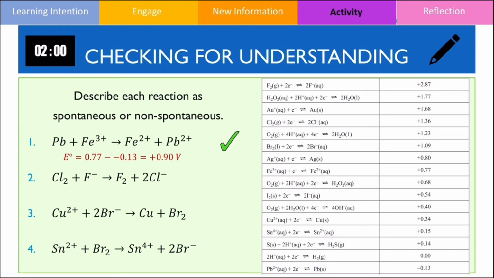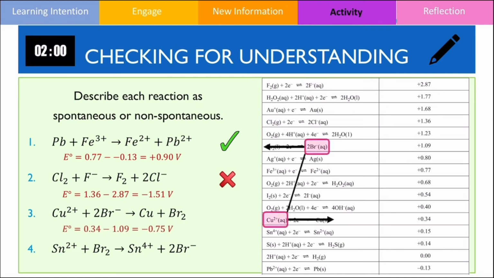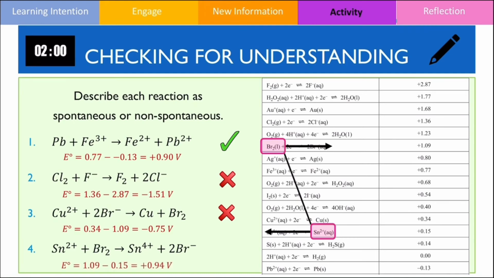In the second example, a backward Z shape cannot be drawn and the overall cell potential is a negative value, hence this reaction will not occur spontaneously. Similarly, this is also the case for the third example. As you can see, the cell potential is a negative value. And in the last example, a backward Z shape can be drawn and we find that the overall cell potential is a positive value. Hence, the redox reaction between tin 2+ and bromine is spontaneous.